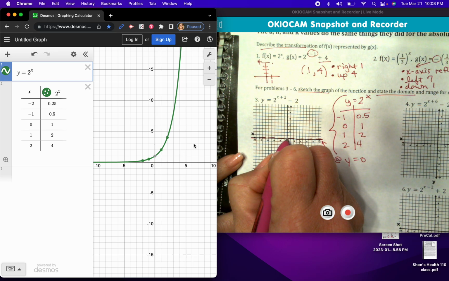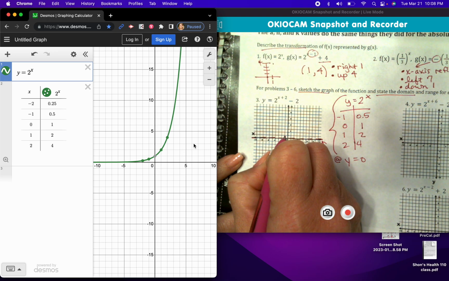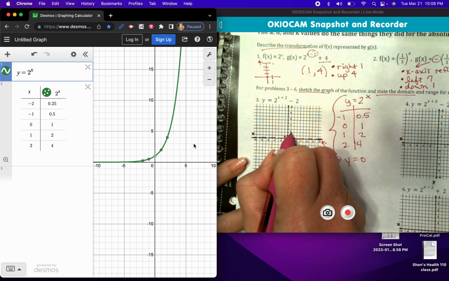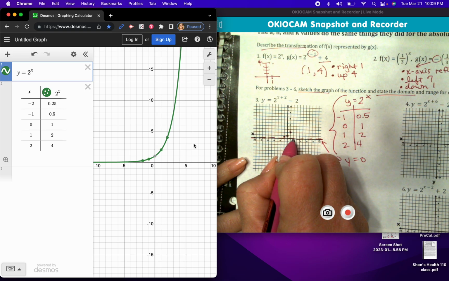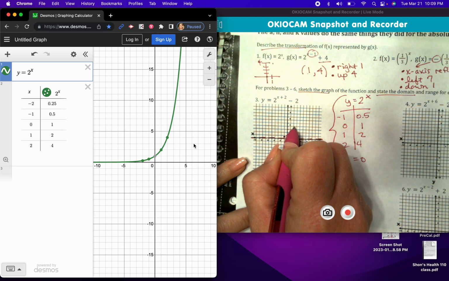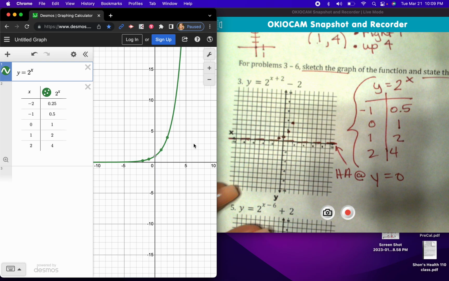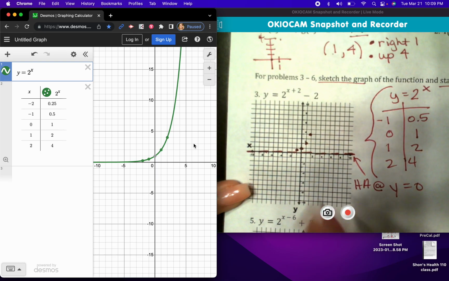So from the origin, I'm going to go left 1, but up a half. 0, 1, 1, 2, and 2, 4. Feel free to pause the video so you can catch up with notes, because everything I write on my paper should be on your paper.